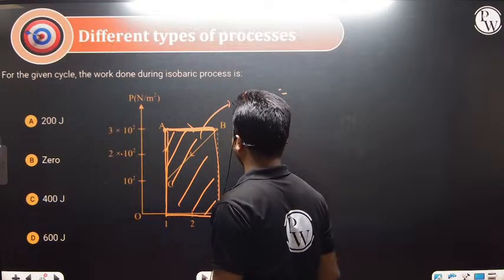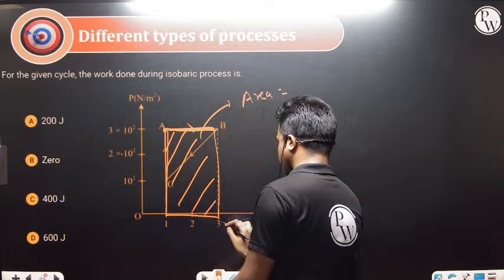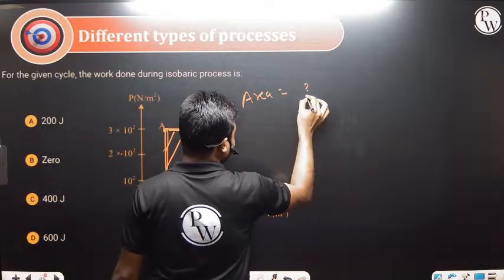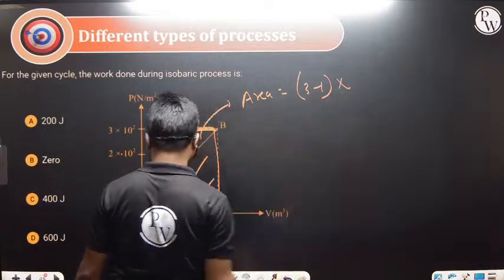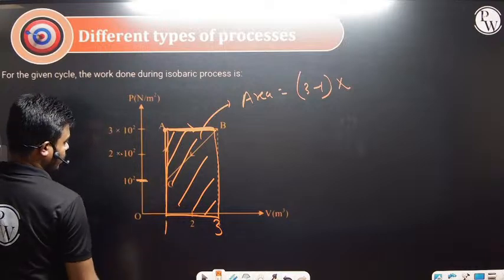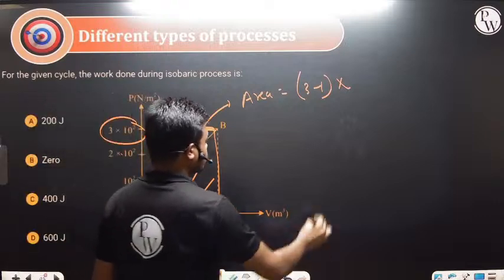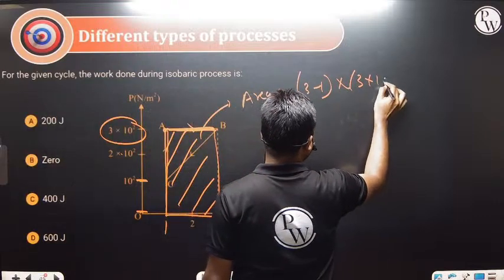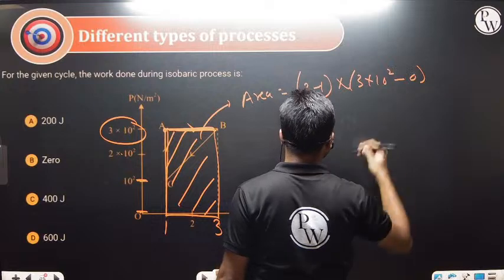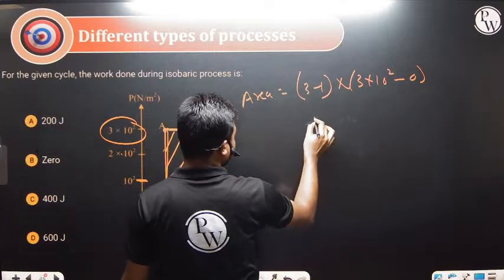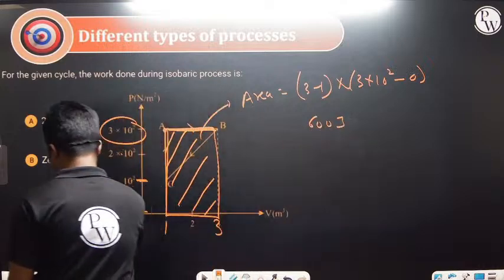So what is the total area? Here we are getting a rectangle. So this one is 3 and this one is 1. So we get 3 minus 1 multiplied by this side. Sorry, this one is 0. We have to take this area, and this is 3 into 10 to the power 2, so 3 into 10 to the power 2 minus 0. That's it. So in terms of this, we get 600 joule. Answer will be 600 joule.